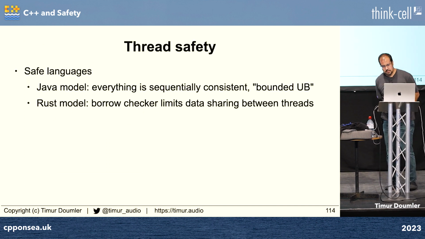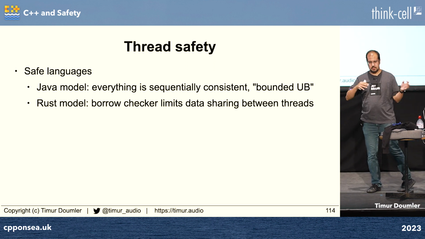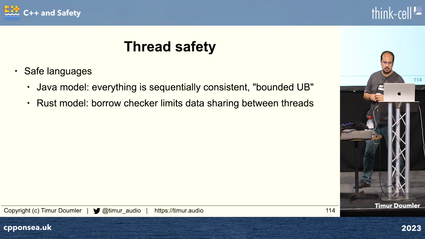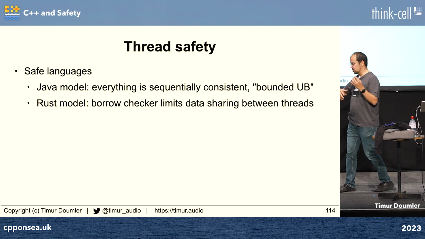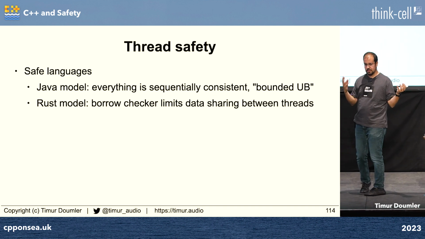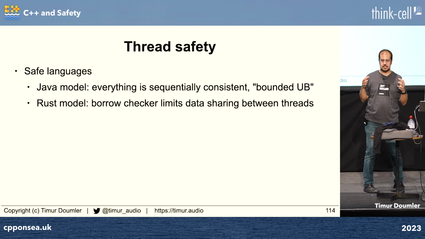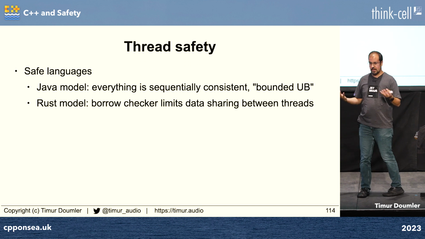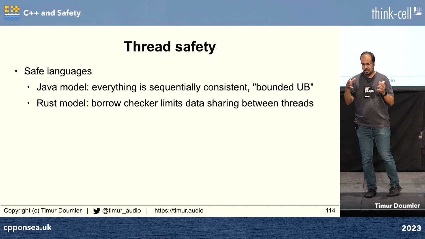And so safe languages deal with this problem in various different ways. There's the Java model, which is basically saying everything's sequentially consistent. There are no data races that are undefined behavior, but you get what you get, right? You might get torn reads, torn writes, inconsistent values, but it's bounded undefined behavior in the sense that if you have a data race in a Java program, you might read garbage values, but you're not going to bring down the VM, right? So the damage you can do is limited.